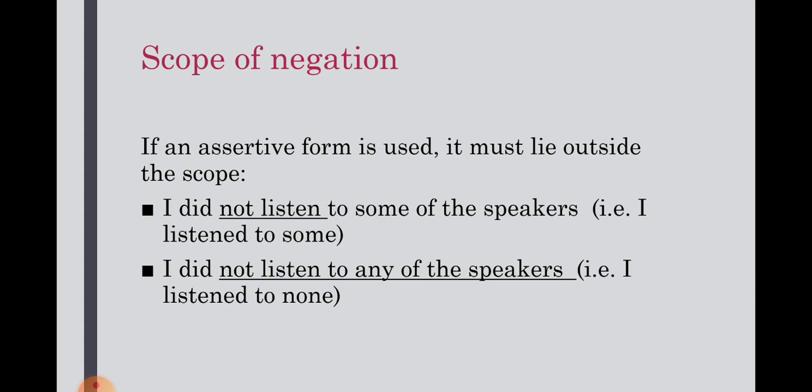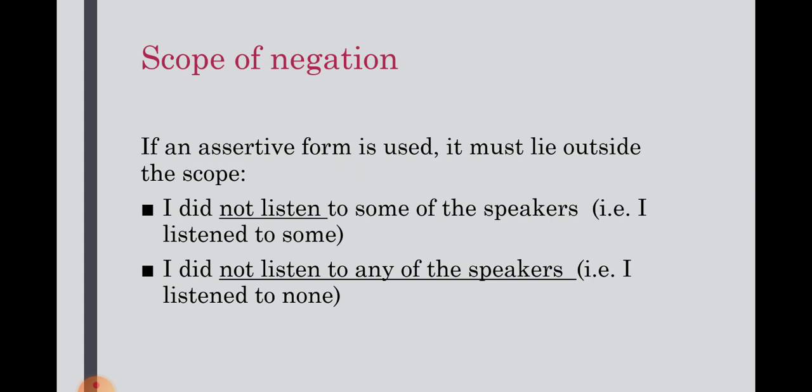If an assertive form is used, it must lie outside the scope. So when we have an assertive form, like some, or the other ones which we talked about earlier, they are all used outside the scope of negation, and we know that we cannot use them normally with negative sentences or negative clauses. So whenever we use them, this indicates that they are outside the scope of negation, not within it. I did not listen to some of the speakers.